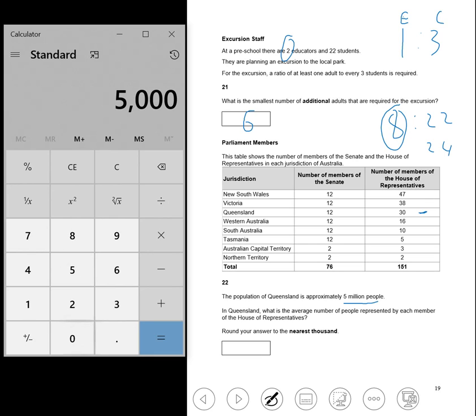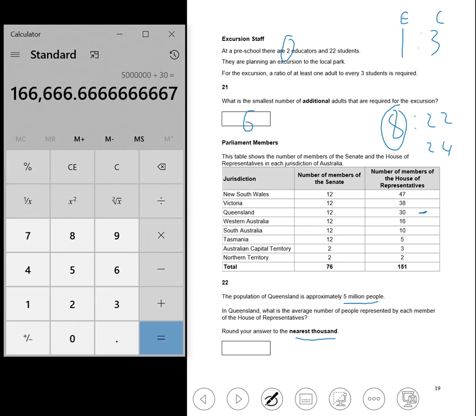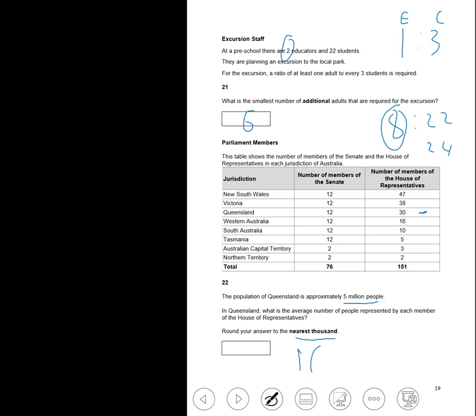There's 5,000, and million is 1,000 thousands. Divide that by 30. 166,666, but it says go to the nearest thousand. And as we can see, because it's more than 0.5, that means we have to round up. So 166,000 goes up to 167,000.